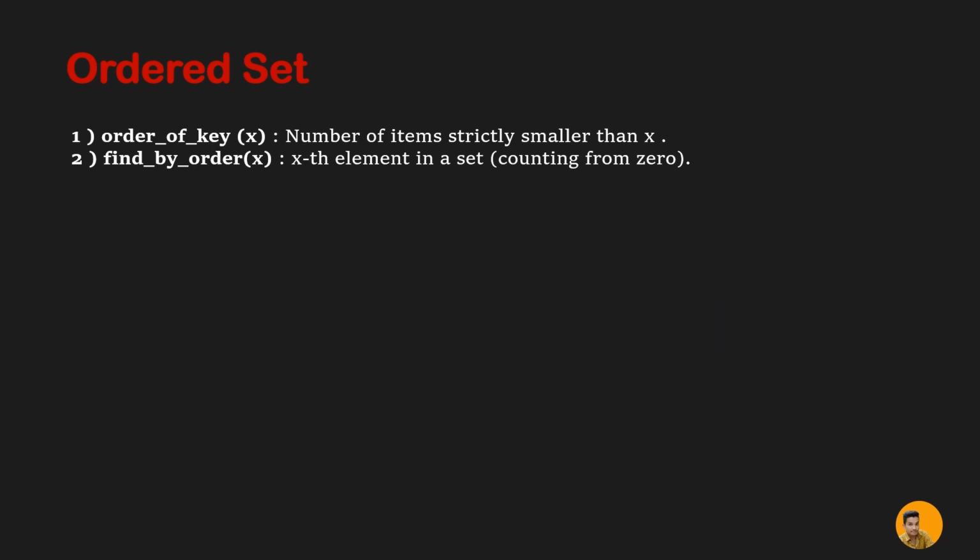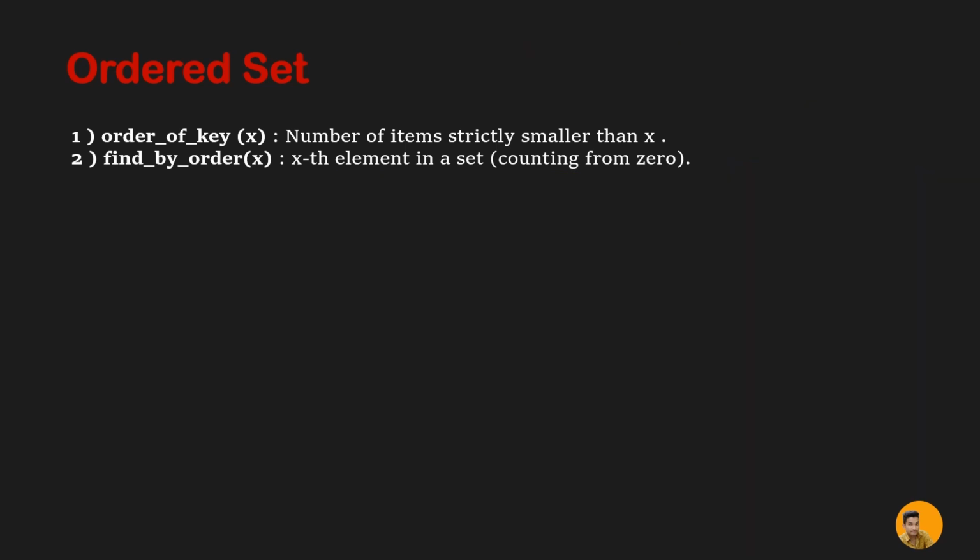And it also has a second function, which is find_by_order. This gives the xth element in a set. So this is what we need, right? We have the index, so we can use find_by_order over that index, and it will give the xth element occurring in the set, counting from 0. So now we can see that sets are like indexed arrays, first thing, and second thing, this is occurring in log n time complexity.